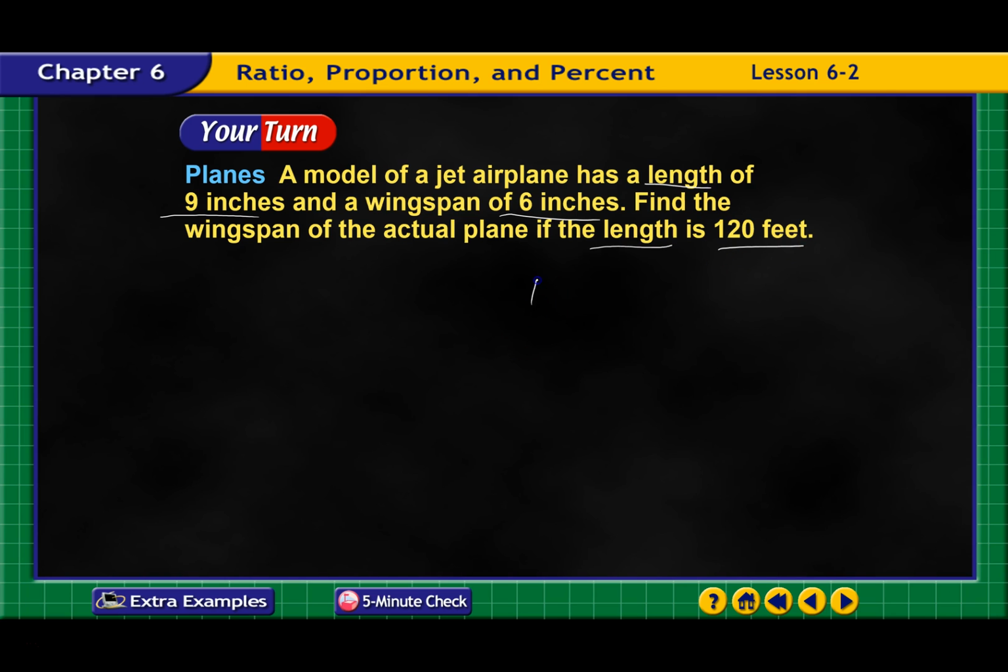So the actual length is 120 over the actual, or the model length is 9 inches. So this would be actual over model. Actual, we don't know, so we need to find that. Actual and model is 6. So we cross multiply these out. So I multiply this by this. I'm skipping a small step here. 120 equals 9W. Hope that didn't go too quick there.